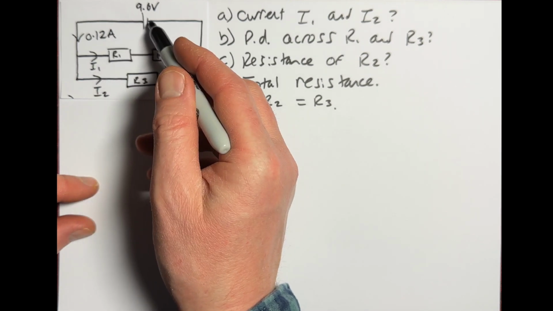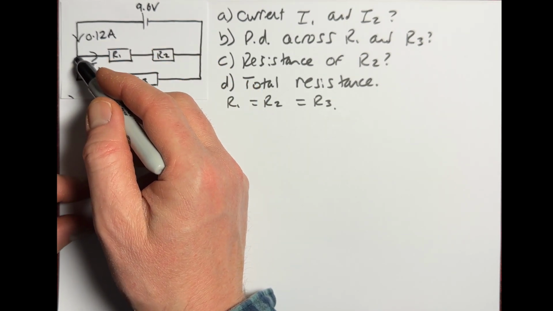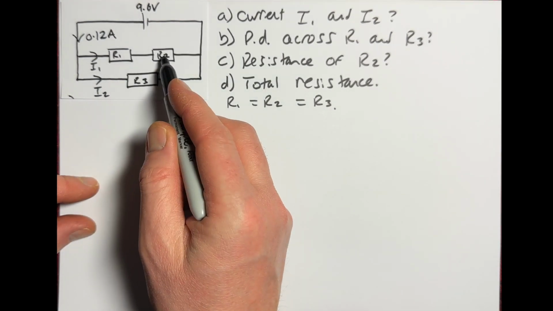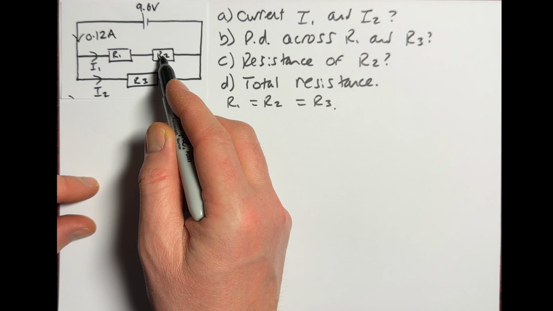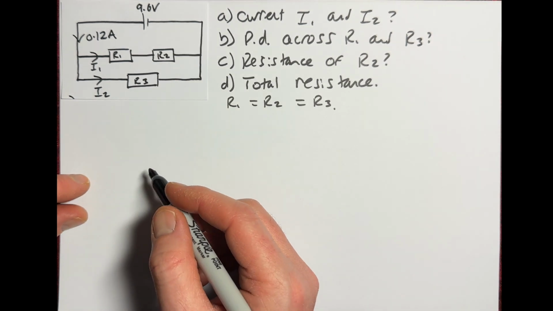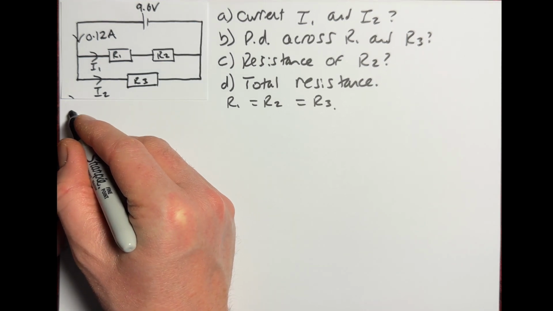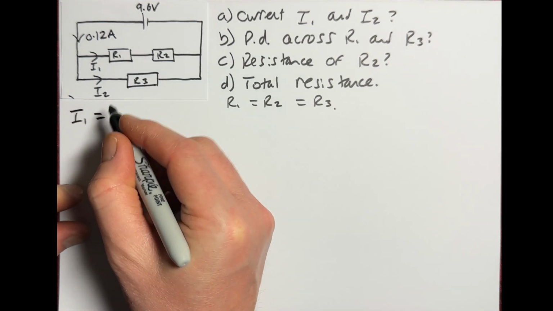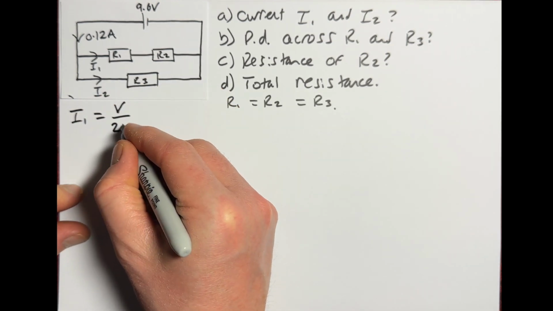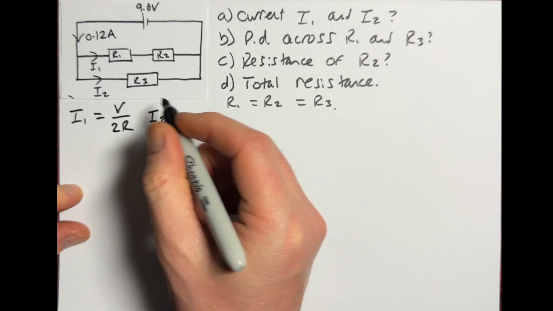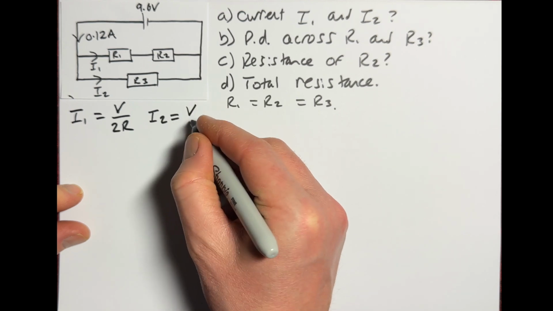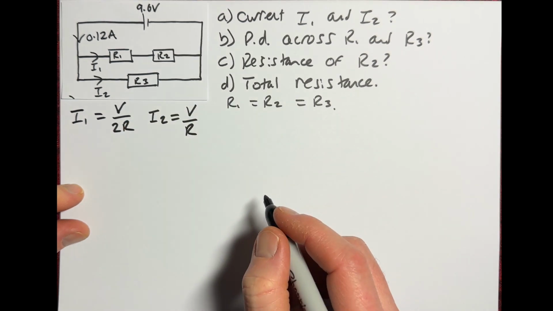So this current of 0.12 amps flows through the battery, comes down here, and then it splits in two along here. And you've got obviously twice the resistance in this top section of the circuit compared to the bottom section of the circuit. So we're going to try and do this using an algebraic method. So we're just going to say that I1 is equal to whatever the voltage is across this section, V, divided by 2R, because there's two of the resistors there. And then I2 has got the same voltage across the branch there, but it's going to be divided by only one resistor, R.